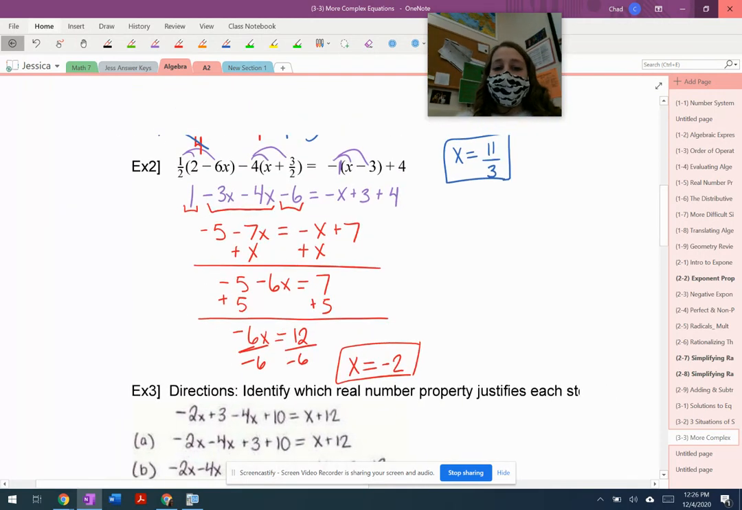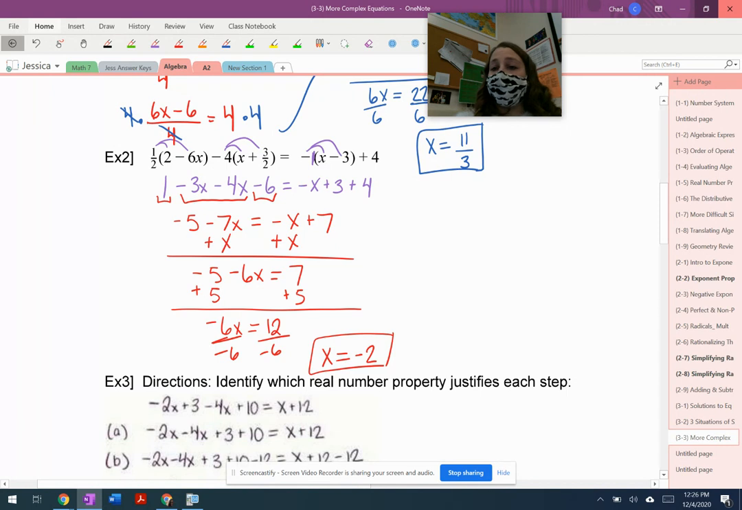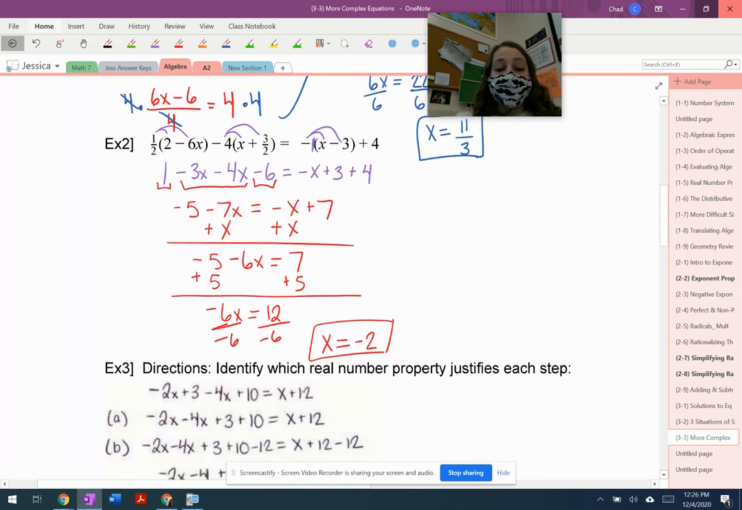So just make sure when you're freaking out about those fractions, just use your calculator to get through those. And don't forget, you do have that calculator on your Chromebook that you can use if you don't have a physical calculator at home.